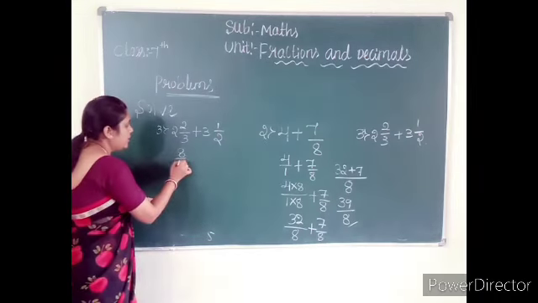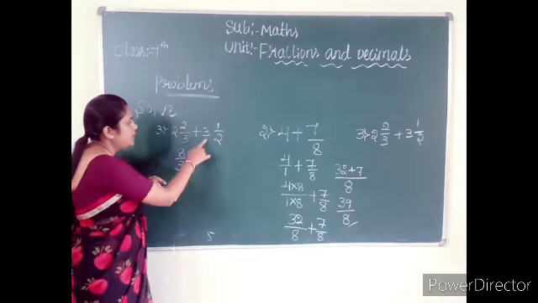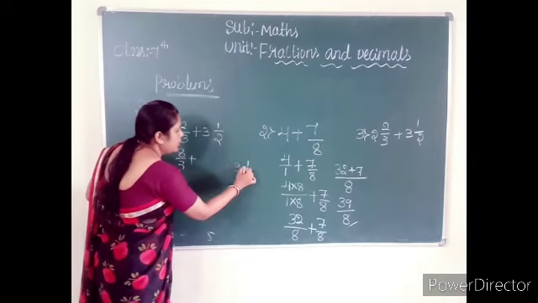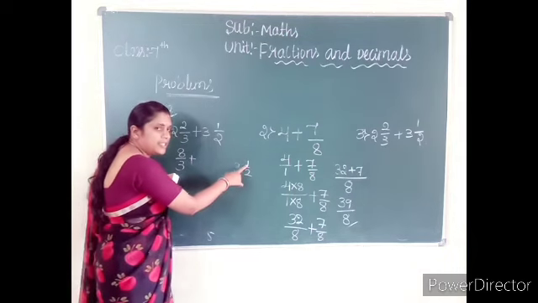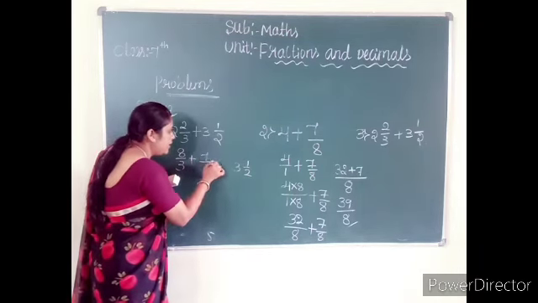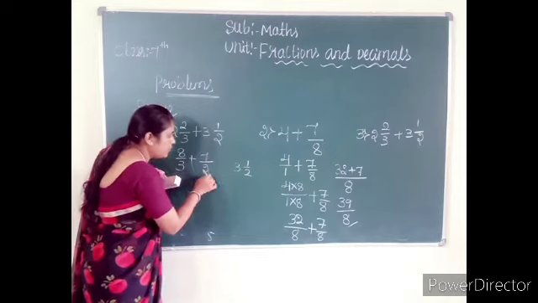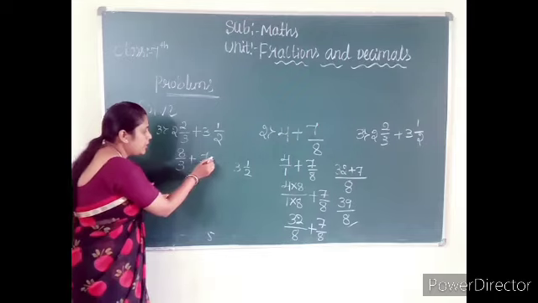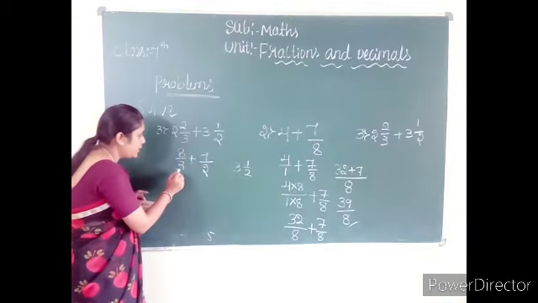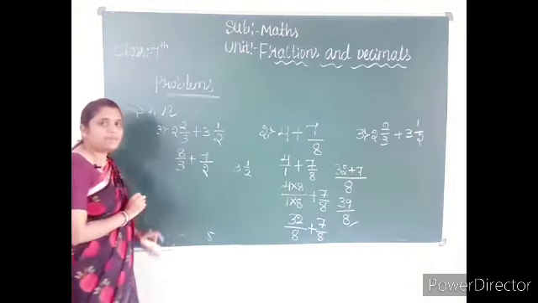8 divided by 3 plus 3 into 1 by 2. 3 into 1 by 2, that is 3 2s are 6, 6 plus 1 is 7, 7 divided by 2. So these are converted into improper fractions. 8 by 3, 7 by 2 are the improper fractions.